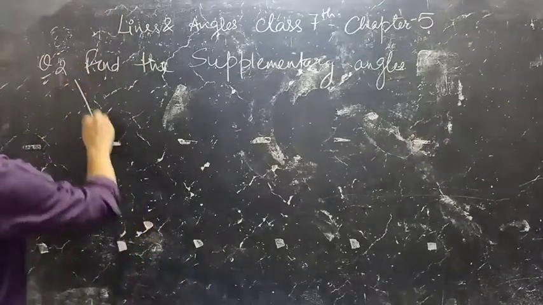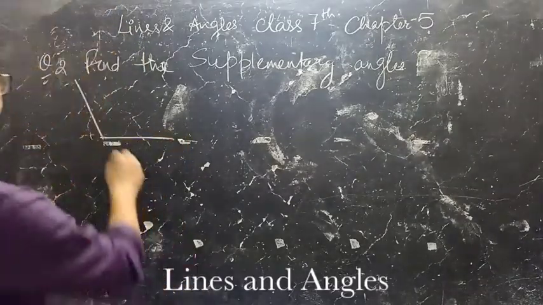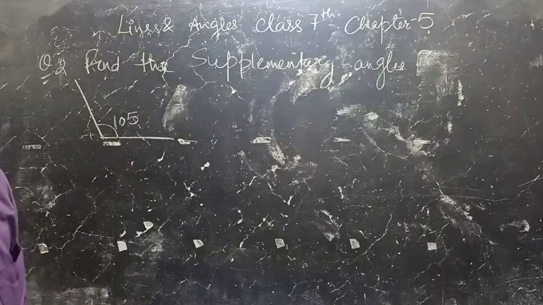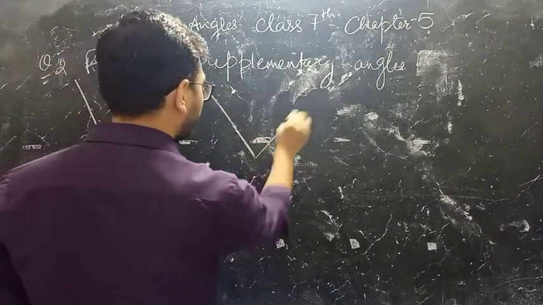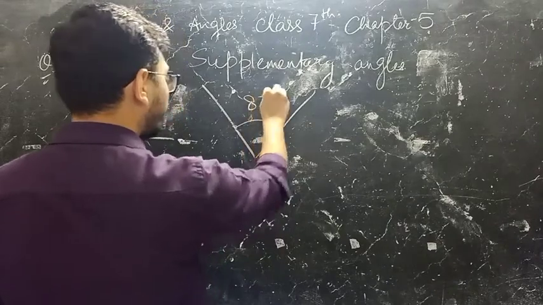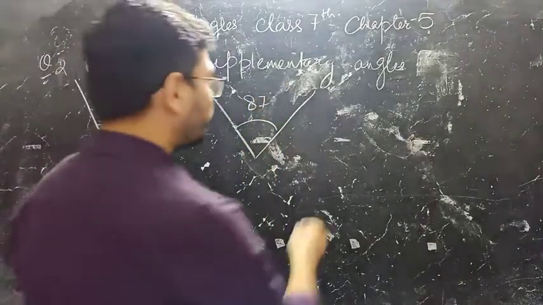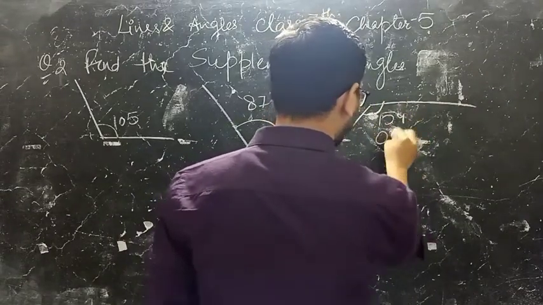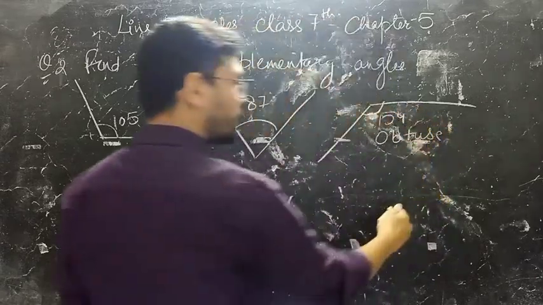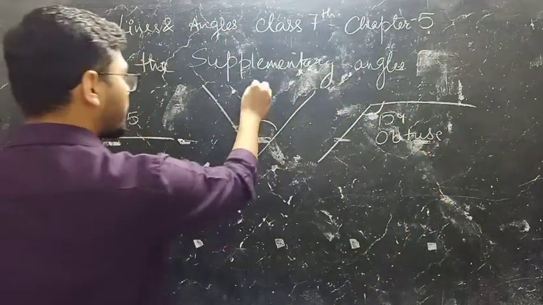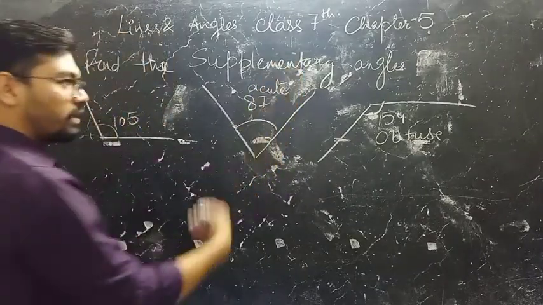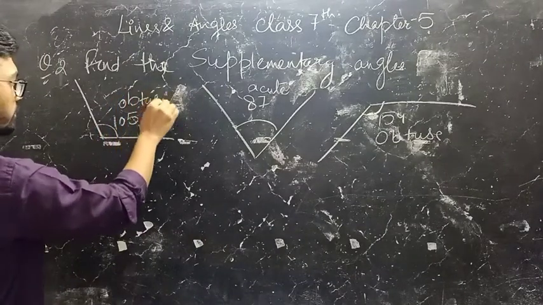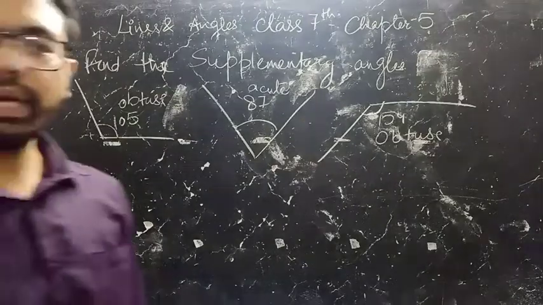Okay, so the first angle is 105. We need to calculate its supplementary angle. Next is 87 degrees. Then 154 degrees. This is an obtuse angle, so obviously its supplementary pair will be an acute angle. This is an acute angle, so obviously its supplementary pair must be an obtuse angle.